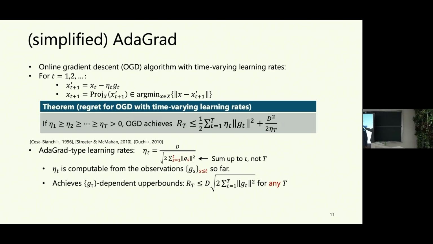First of all, online gradient descent can be generalized to the method with time-varying learning rate. In that case, the regret upper bound is generalized in this form. And when we use this learning rate, which is here, this is summed up to small t, not capital T. So this can be computed from the observations so far. And with this eta_t, we can get a G_T dependent upper bound like this.